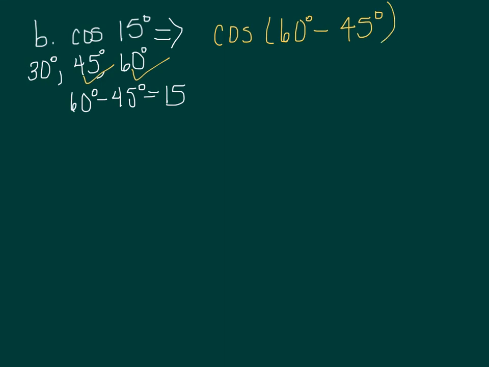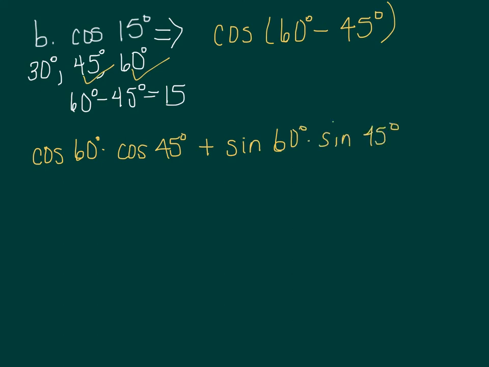Remember, according to that formula, you do cosine of the first angle times cosine of the second angle plus sine of the first angle times sine of the second angle. And I always draw my little unit circle. So we're looking at the 45 and we're looking at the 60.